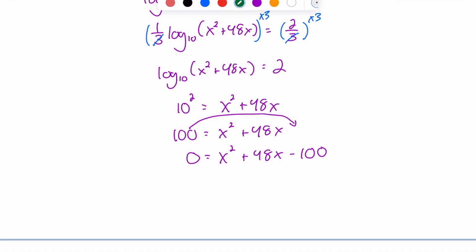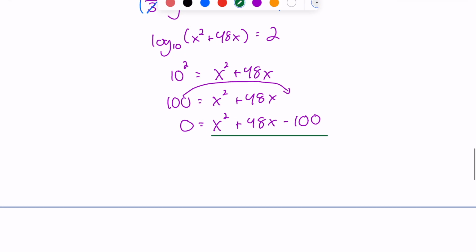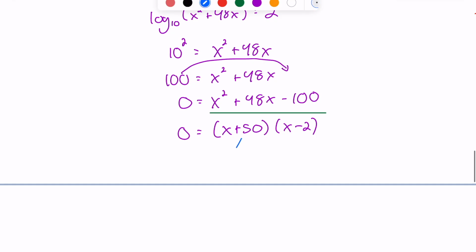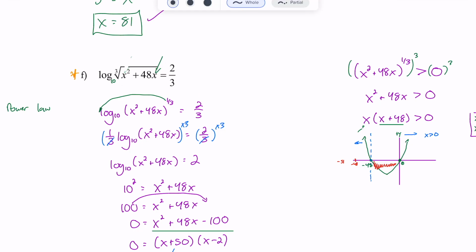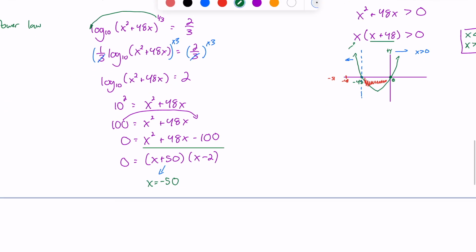This is a quadratic. So we are solving that quadratic. We need to factor it. That is x plus 50, x minus 2. So our solution to our problem is saying, hey, when you take a value of x of minus 50 and you plug it in for this x here and this x here and do the logarithm, you'll get 2/3. That's what you just found. And you also found that if you do the exact same thing, but you do it with x being 2, you will also get 2/3.